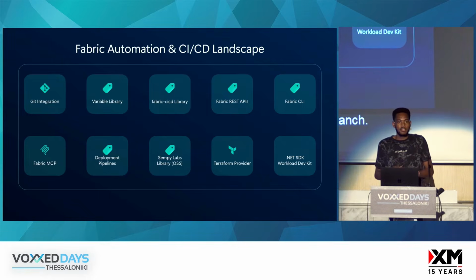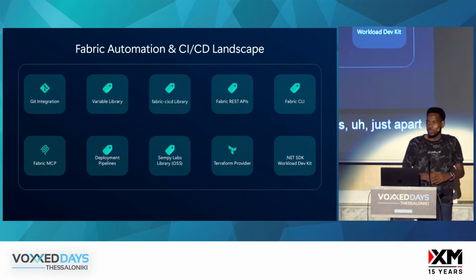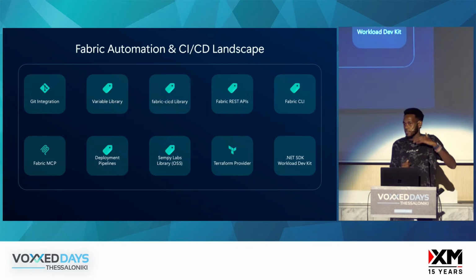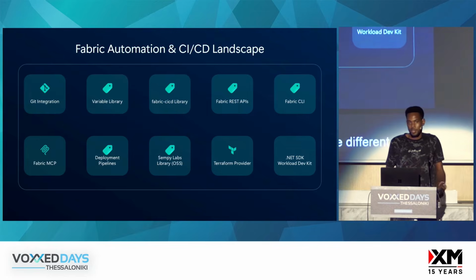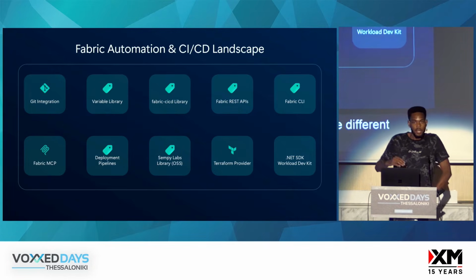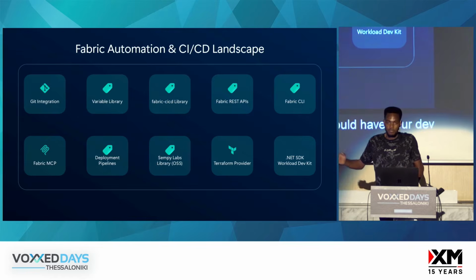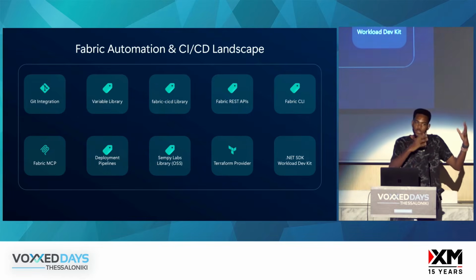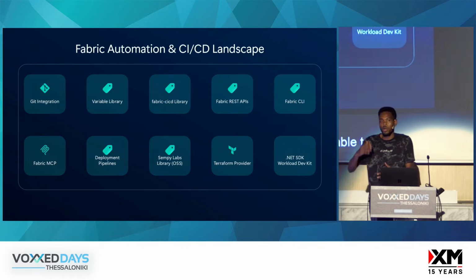So you can organize your projects, apart from organizing them with workspaces, in the same way you do with your Git repository. You can have different branches, for example feature branches, dev branches, and production branches, and then you can create pipelines that actually deploy across these different stages.